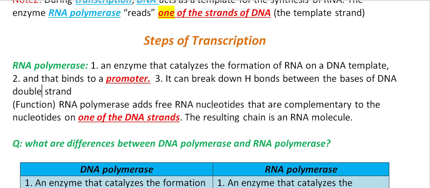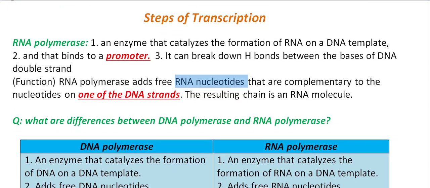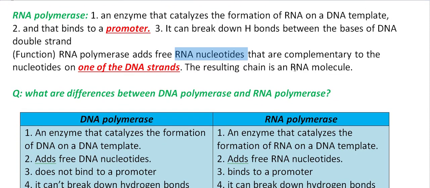RNA polymerase adds free RNA nucleotides. The RNA nucleotide differs from the DNA nucleotide in the sugar, and it has uracil, which is complementary to the nucleotide of the one strand of the DNA. Just one strand of the DNA is complementary to the RNA.